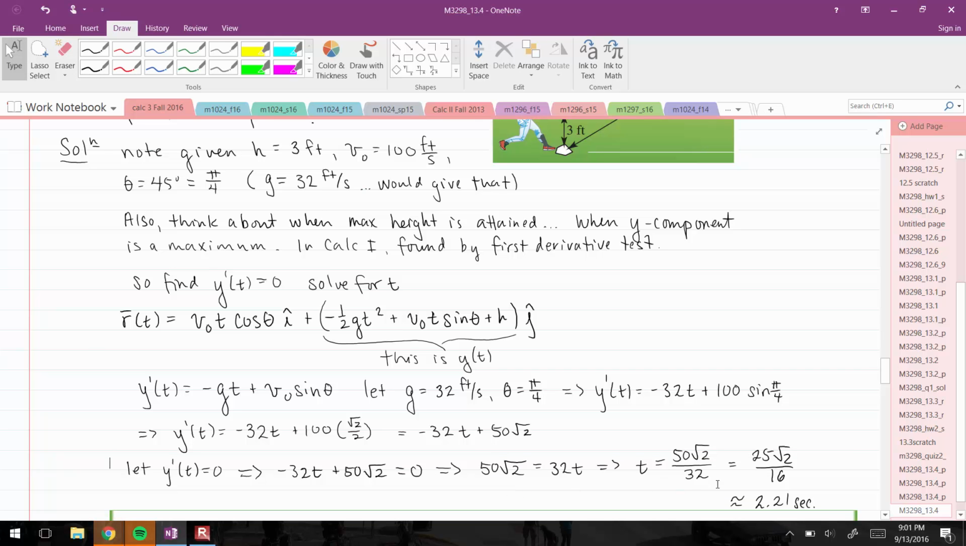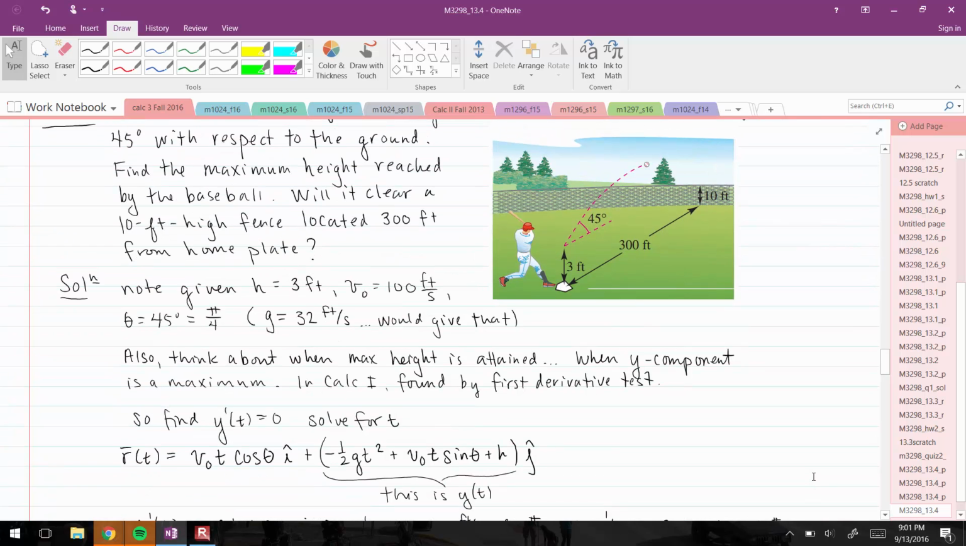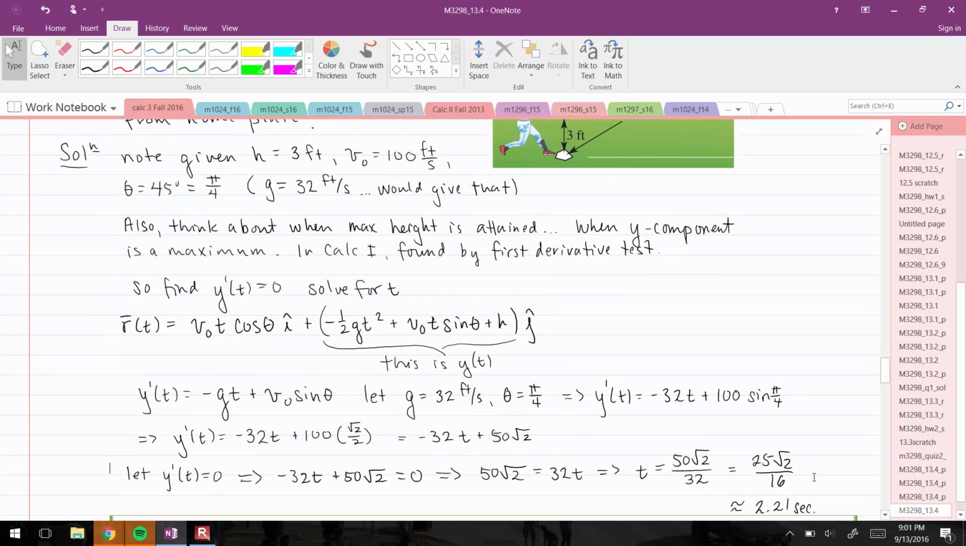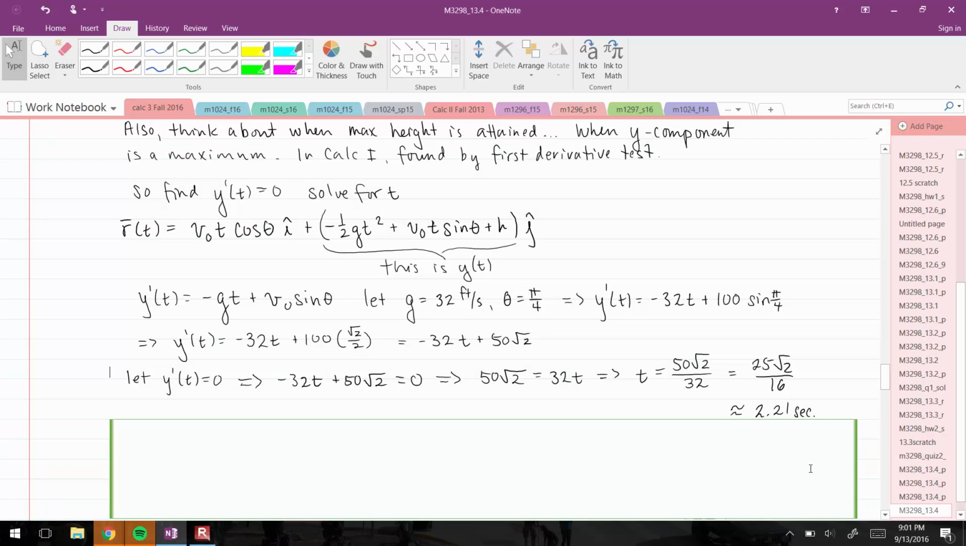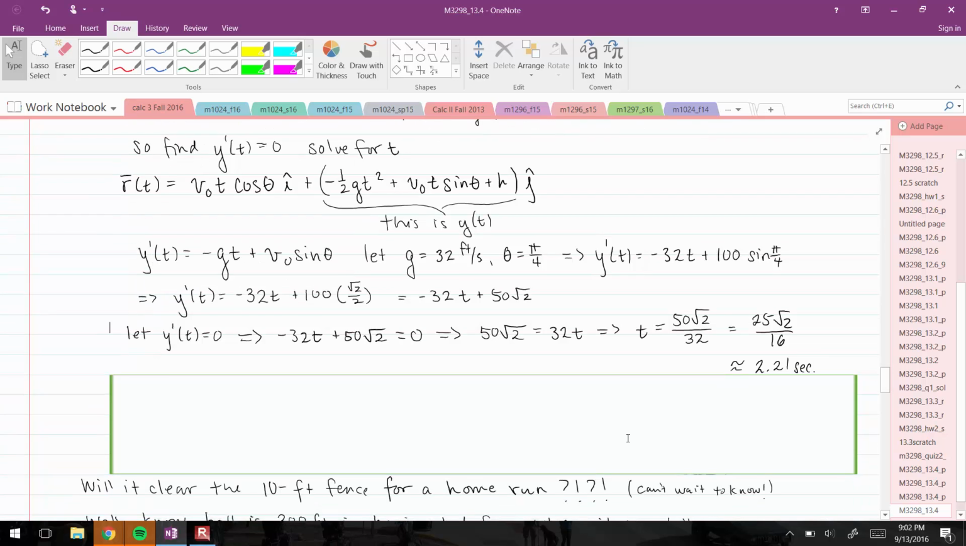So this ends up being pretty straightforward. We just get one t. We can see from our cool picture here of the baseball player that this parabolic motion of the projectile is what's going on here. So that's about 2.21 seconds.